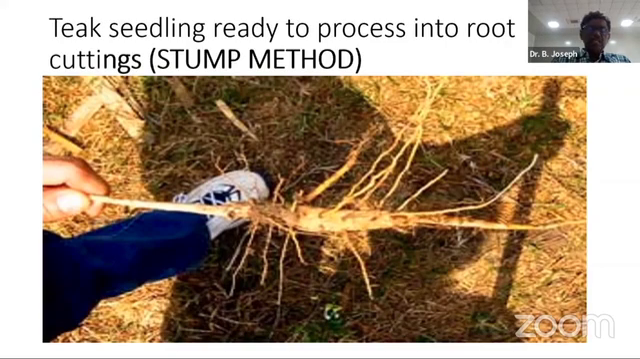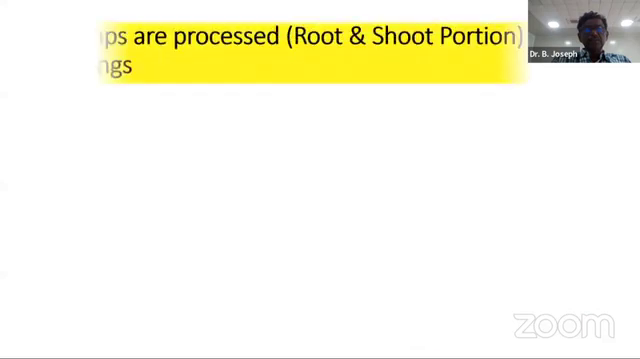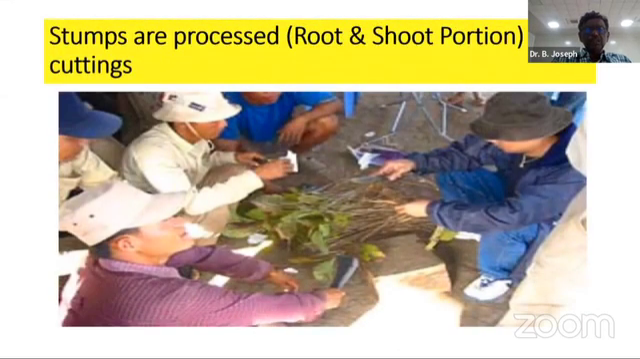This is also called a teak root, which we can put in the soil directly, or we can put them in the poly bag and raise it. Stumps are processed. This is how the stumps are being processed. Because we cannot take the seedlings all the way to many places and transportation charges will be very high, instead of that, we can send these stumps to any place at a cheap rate, easy to transport, and with less cost also.